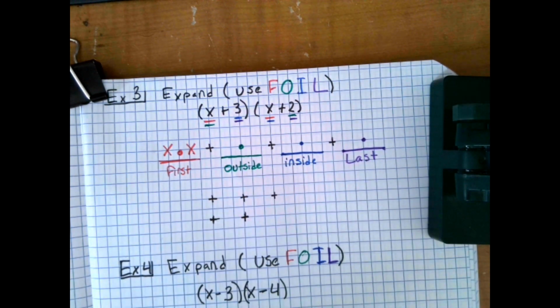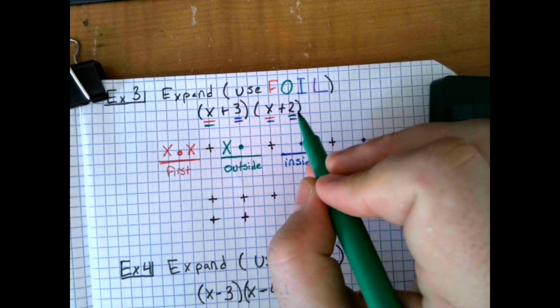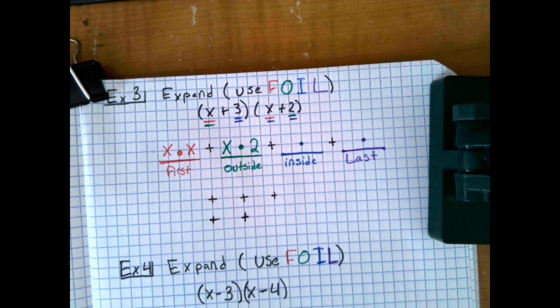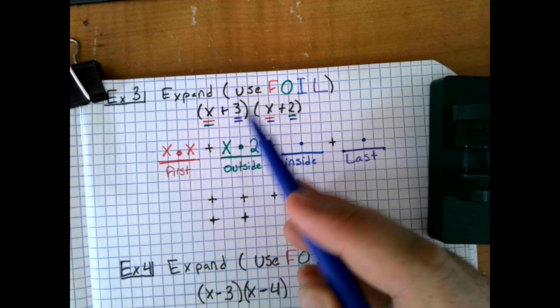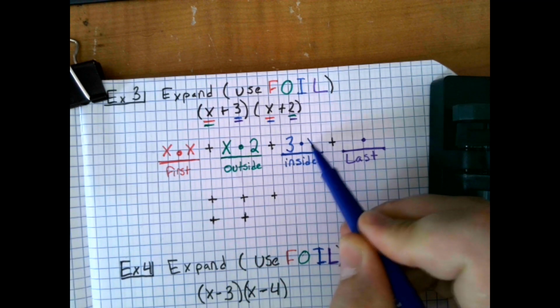On the outside terms, remember, are your far left, your far right. From the first binomial, the far left is x. The far right from the second binomial is 2. As we're moving forward to the inside, remember, are your center numbers, the ones that are almost looking like they're together already. The 3 and the x. We're going to have 3 times x.